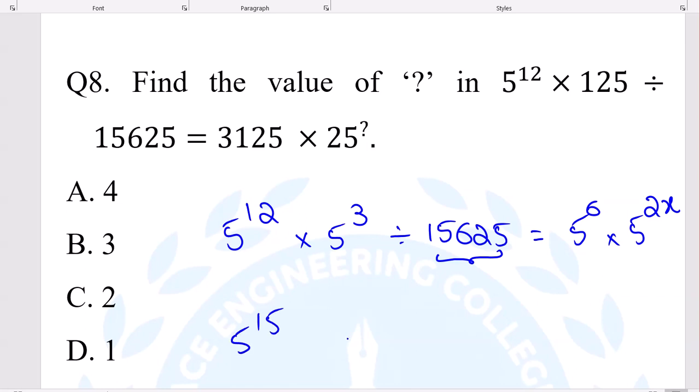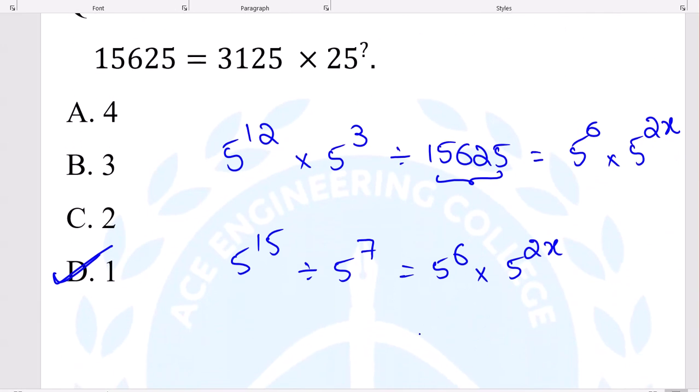So here 5 power 15 divided by 5 power 7 is nothing but equal to 5 power 6 into 5 power 2x. You need 25 power something. 25 can be written as 5 square. 5 power 2x, we need to calculate all this. This is 5 power 8. Simplification you do. Here 5 power 8, then this 6 will cancel and 5 power 2 will be left over. X must be equal to 1 to satisfy this.